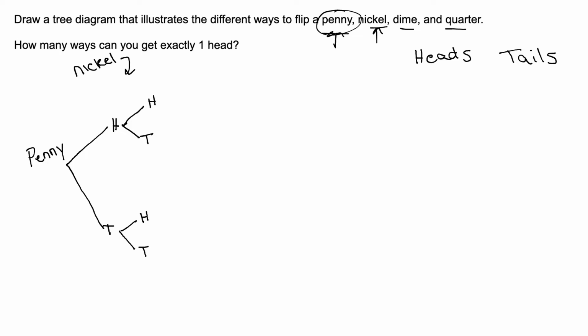After I flip the nickel, I'm going to flip a dime. So the third set of branches is going to represent the outcome of the dime. And again, I have two outcomes when I flip a dime. It can either be heads or tails.